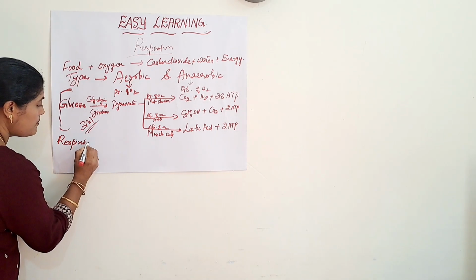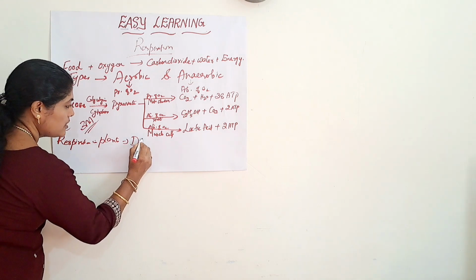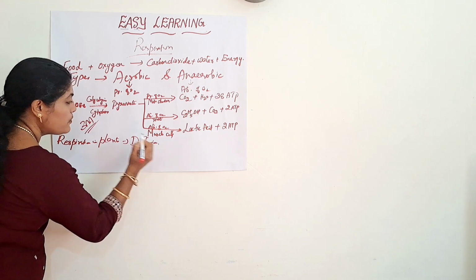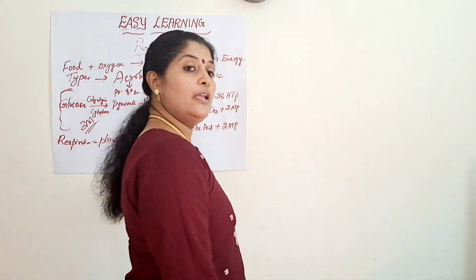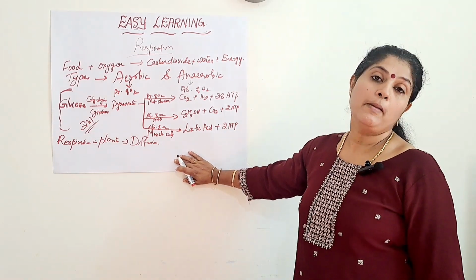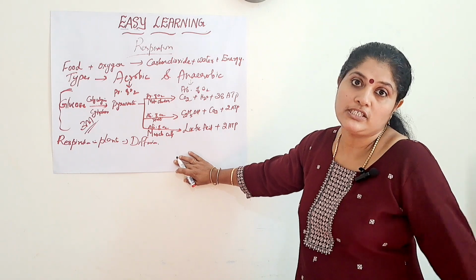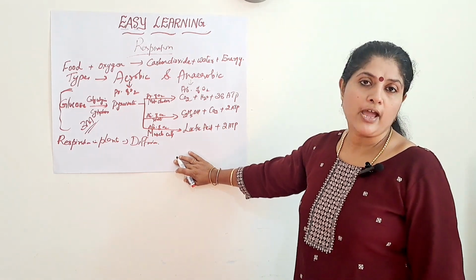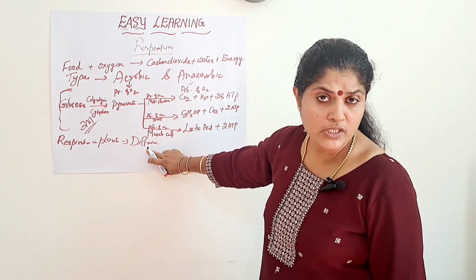So diffusion is the main process which helps respiration in plants. Diffusion is applicable only for plants. It is not applicable for highly complex multicellular organisms, not simple ones. For complex multicellular organisms, this diffusion process is not sufficient. This is an NCERT book question also.